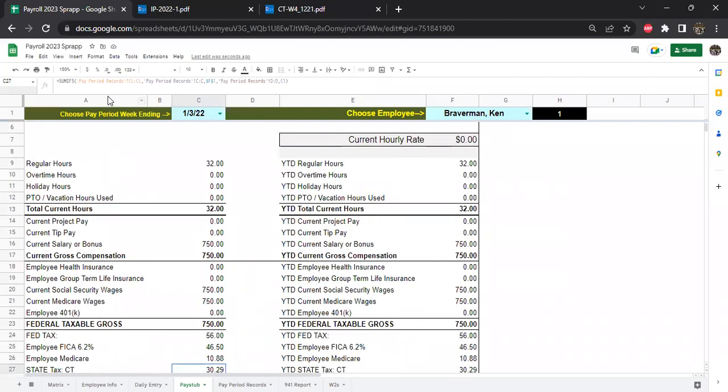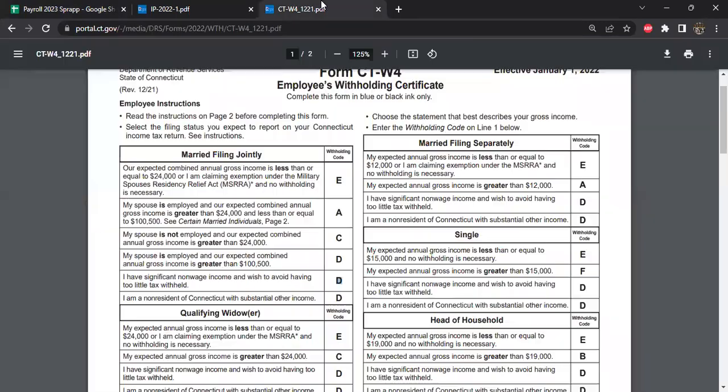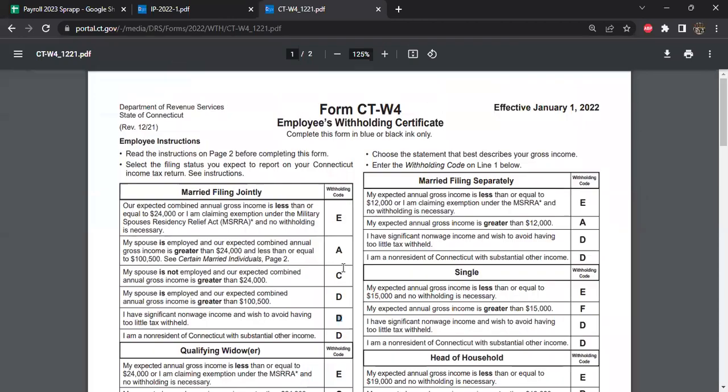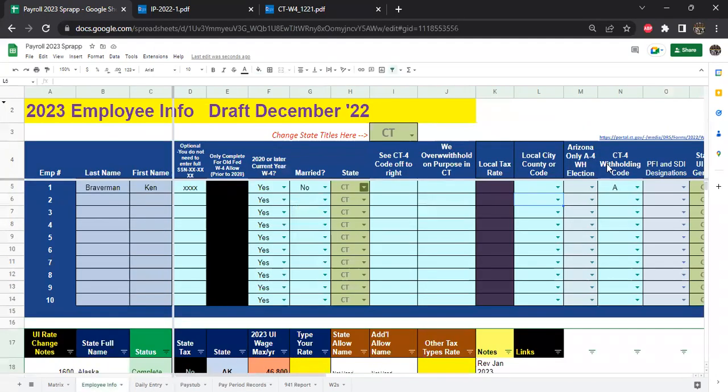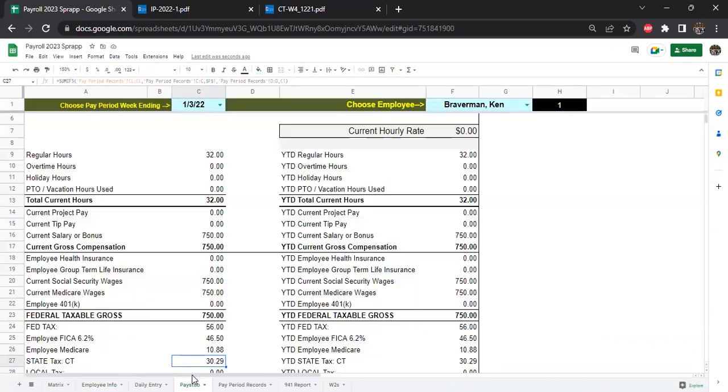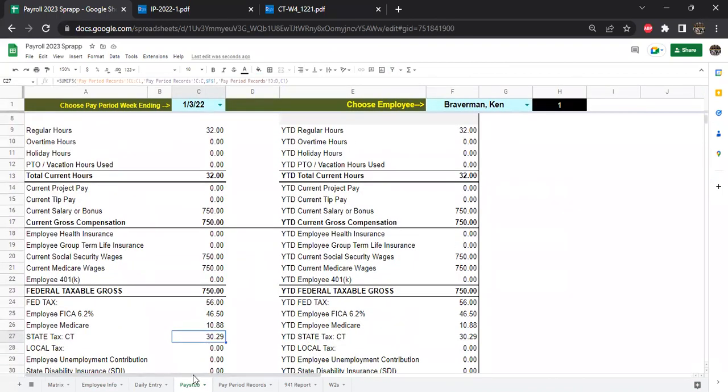That's how it works. The good thing is you just have to have your employee fill out the Connecticut W-4 and put the code in there. And the rest is going to take care of itself because you don't have to choose a filing status, really just the code. So if this person was a code B, for example, okay, at code A, they have $30 of Connecticut state tax. What if they were a code B person?